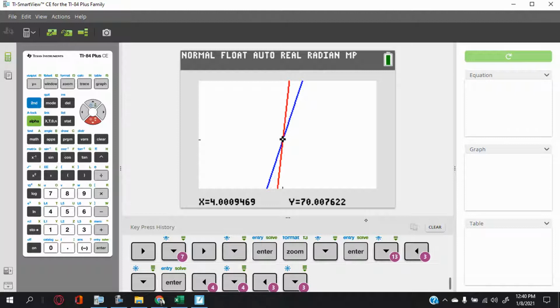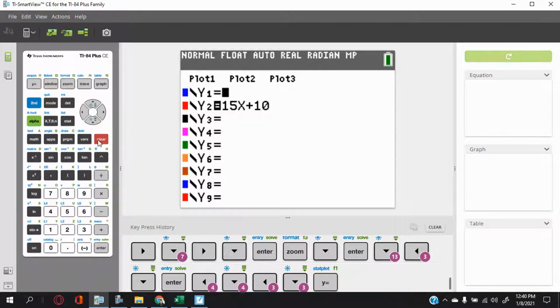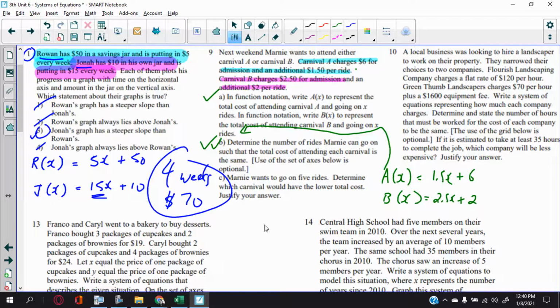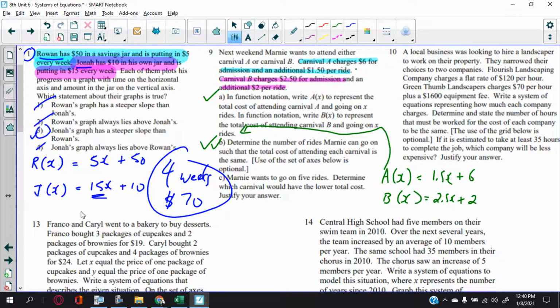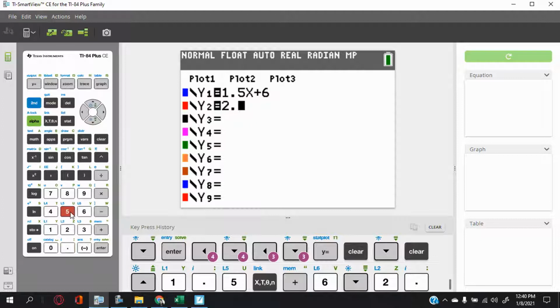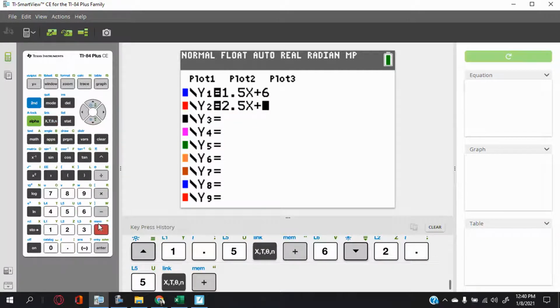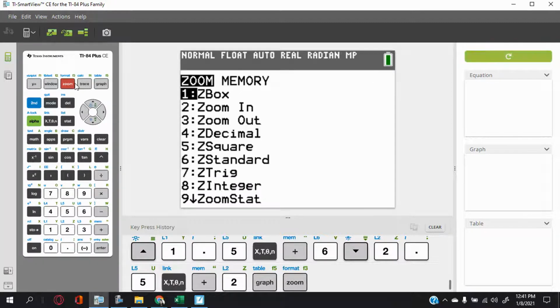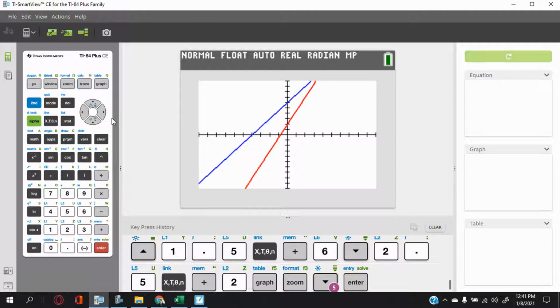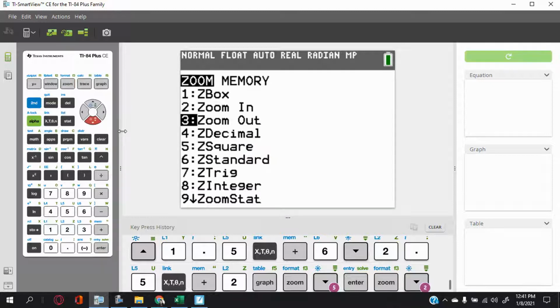All right, so let me go back to the calculator. Clear, clear. Now what else? 1.5x plus 6, and then 2.5x plus 2. Is that right? Yeah. Okay. All right. Now let's graph this. Whoa, what happened there? Hold on. Did I zoom in too much? Let me go back to standard. Oh, there we go. I didn't know it remembered that. That's interesting. Now let me zoom out just so that I know where to zoom back in later.